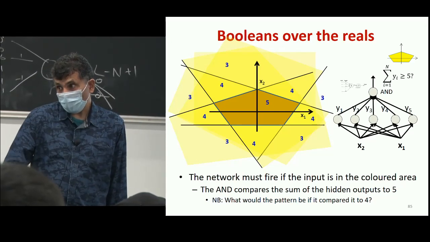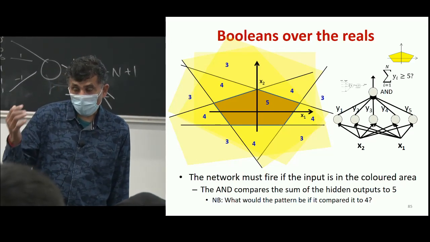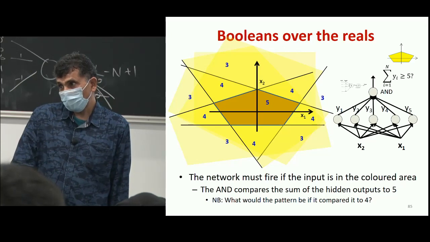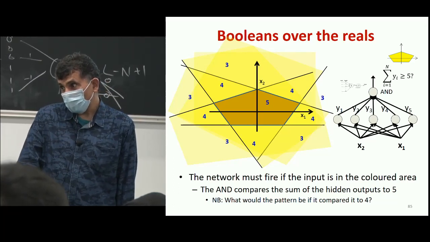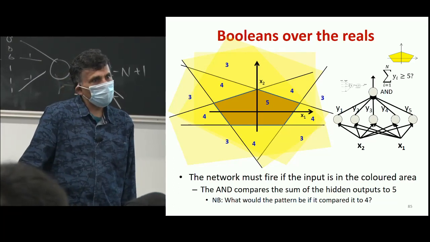So what would the sum be? If I use a threshold of 5, what will the decision boundary be? It's just going to be the pentagon, right? That's the only region where all of them are 1 and the sum is 5.